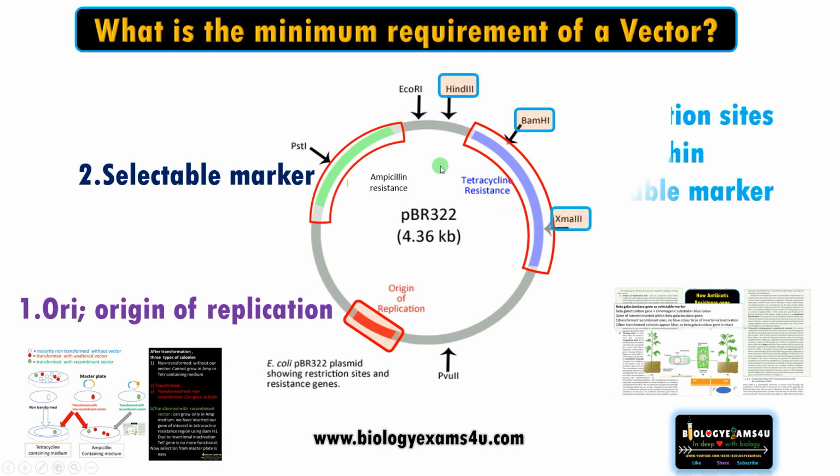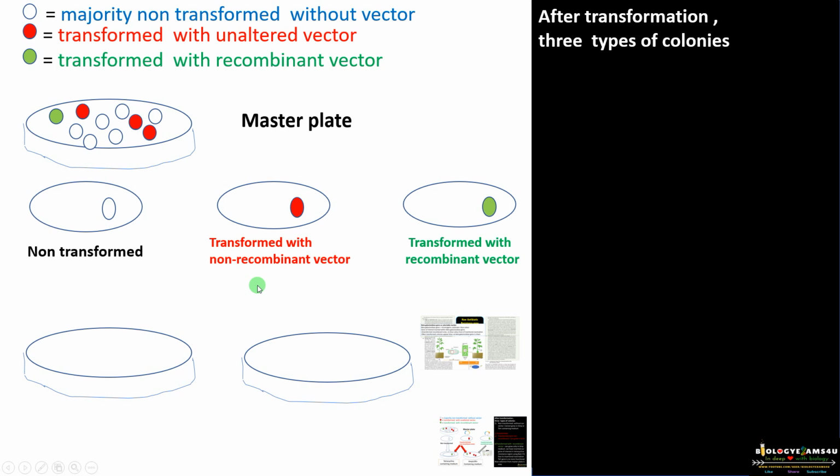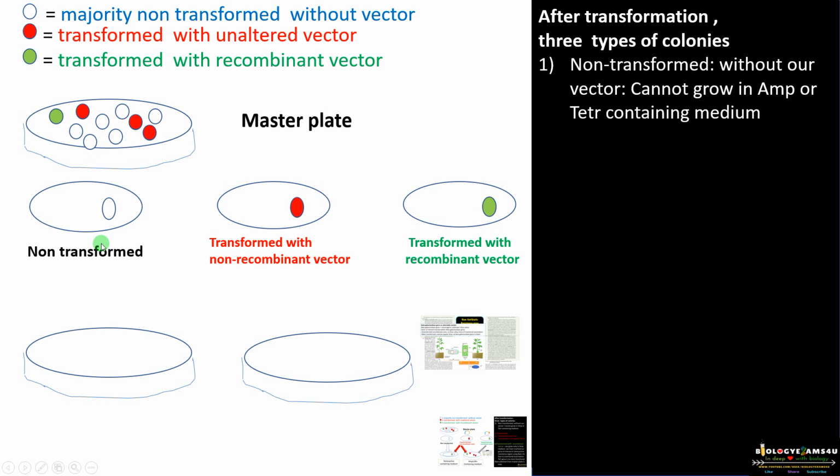The third, it should have multiple, unique restriction sites. And the fourth most important thing, these restriction sites should be within these selectable markers. So this helps in selection of transformed recombinant cells by insertional inactivation. At the end of a transformation experiment, we'll be getting three types of cells. The first one is non-transformed. Majority will be non-transformed. Nothing happened.